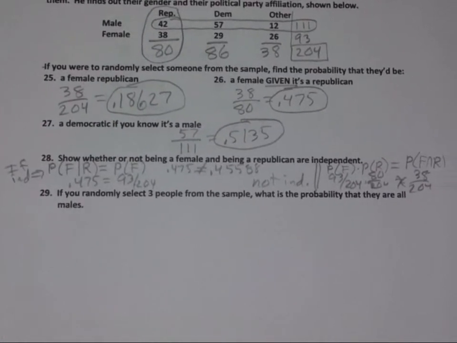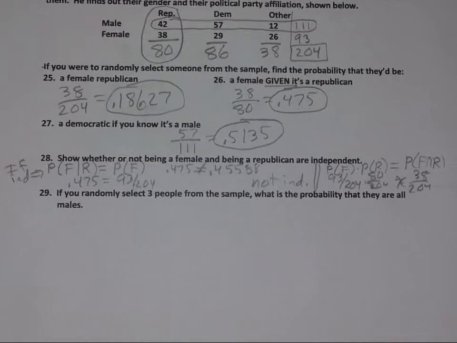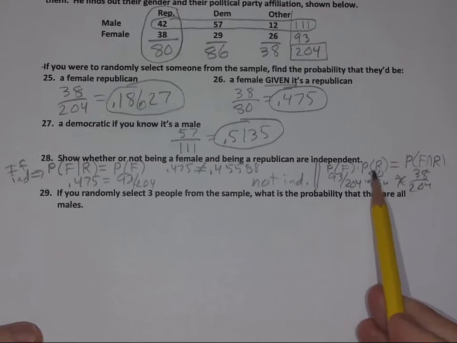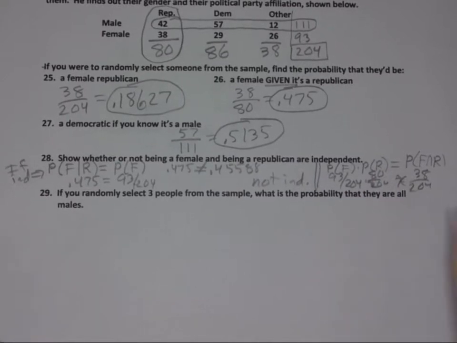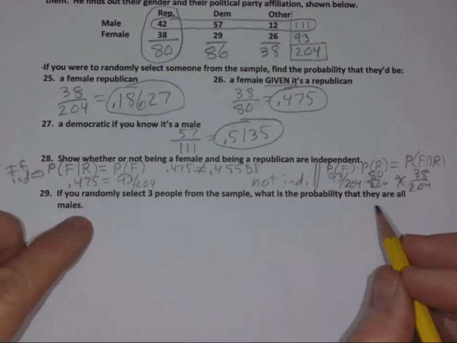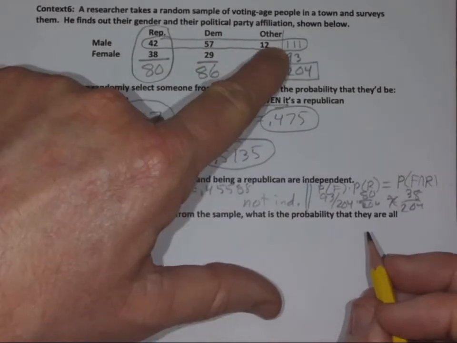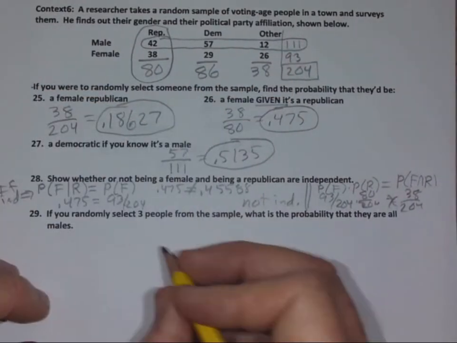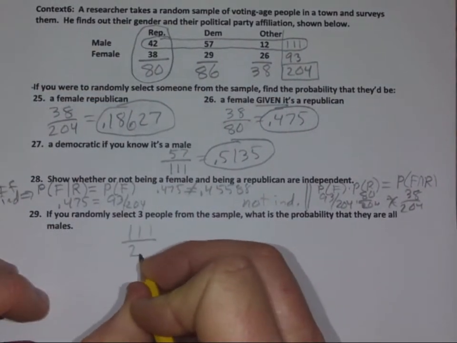And then lastly, our last probability problem: if you randomly select 3 people from the sample, what's the probability they're all males? And so this is a multiple event, so we multiply. You can multiply events either when they're independent, like this equation, or if you take into account their conditional nature. So what's the probability they're all males? Well, the probability that the first one's a male is 111 out of 204.